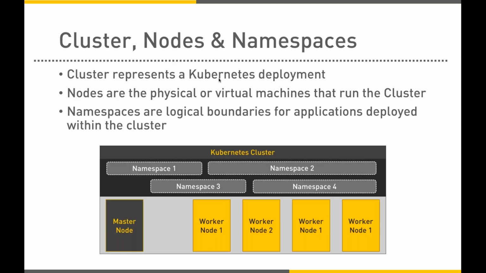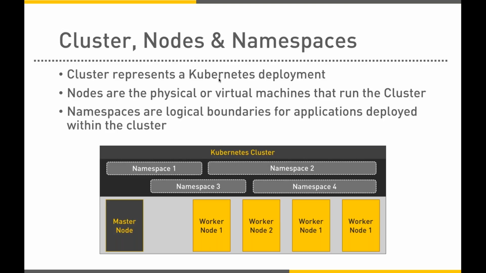So this depiction that you see on the screen represents what we have talked about. There is a master node, then there are multiple worker nodes, and all of them are currently responsible for a Kubernetes cluster. And within the cluster, you have these dotted lines with these boxes, and they represent namespaces. You can have multiple namespaces.